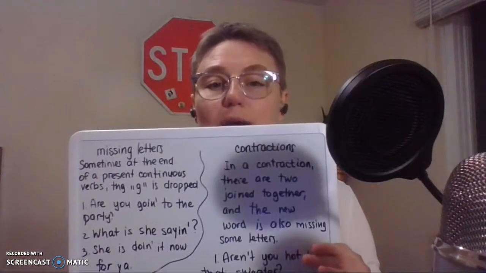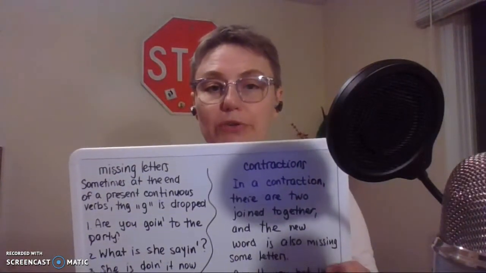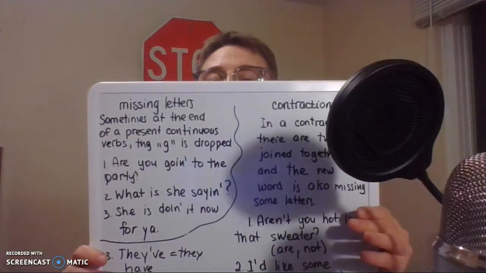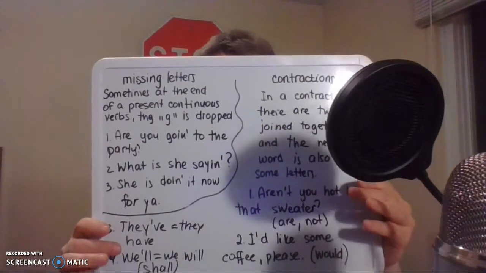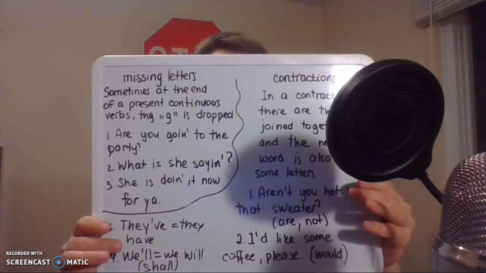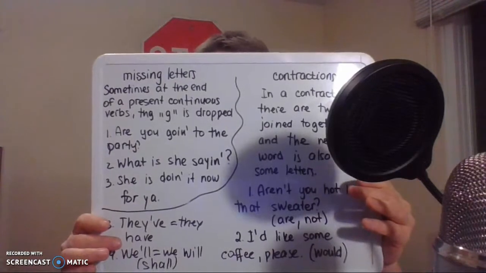Contractions. In a contraction, there are two words that are together. Not just letters are missing. In this case, the G is missing, but they're actually taking two words and putting them together like a cake. You have eggs, you have water, you have flour. When you combine them, you make a cake. They no longer exist as separate things, but they exist together. In the contraction, there are two words joined together, and the new word is also missing some letters. There are two things going on.